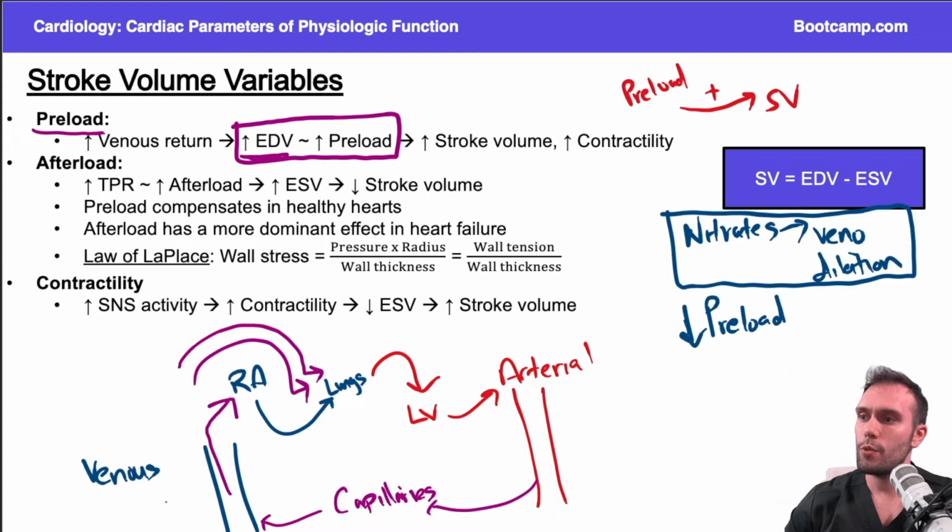And that's because when I dilate here, I want you to think of the venous side, this whole thing, as a big refrigerator or storage container or storage unit or something like that, where it's storing all of this blood.